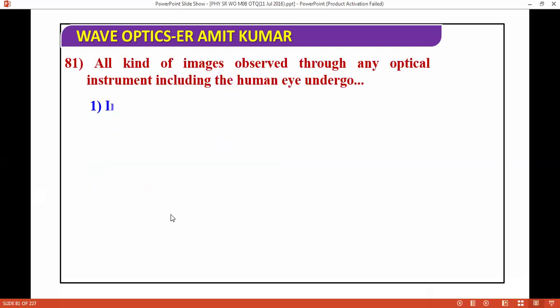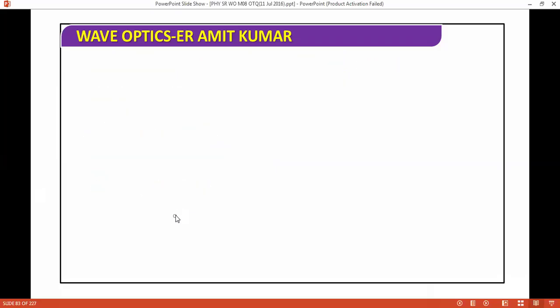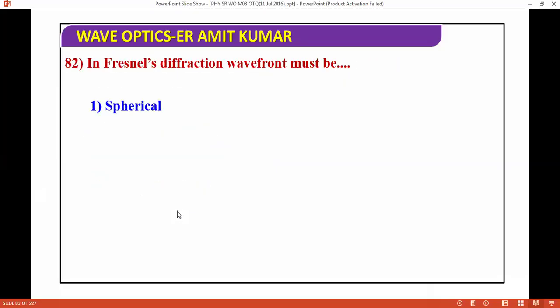All kinds of images observed through any optical instrument, including the human eye, undergo interference of light, diffraction of light, polarization, or none. The correct answer is diffraction of light. Next, we have the question on diffraction patterns: must the wavefronts be spherical, cylindrical, or plane? It can be spherical or cylindrical.